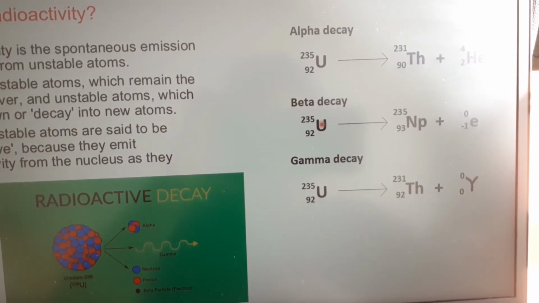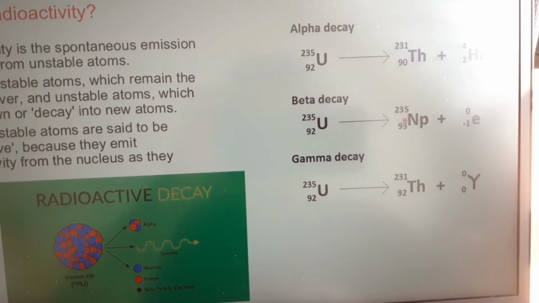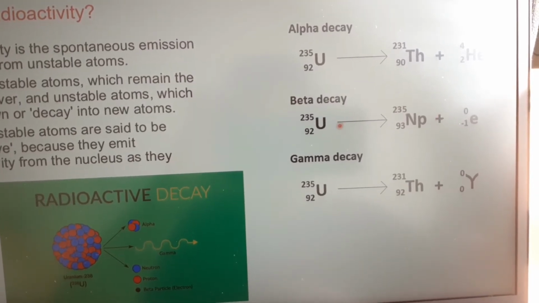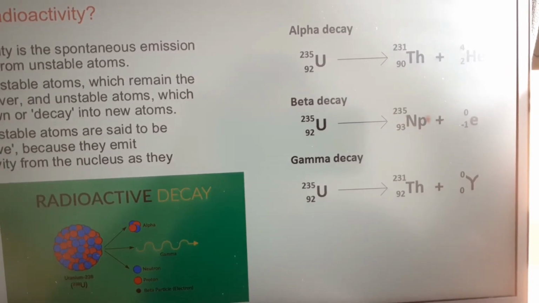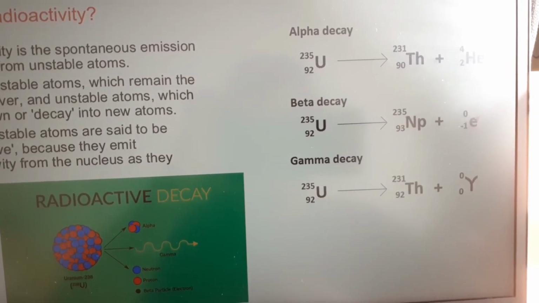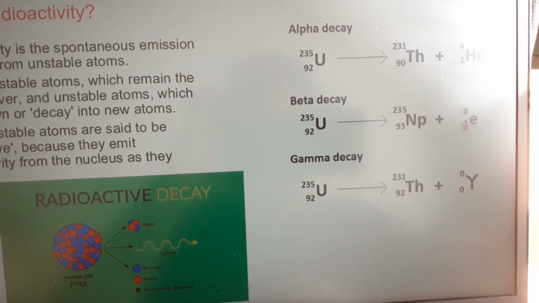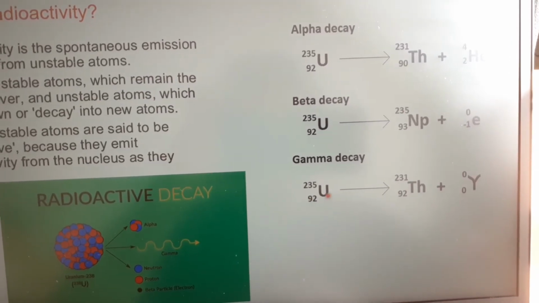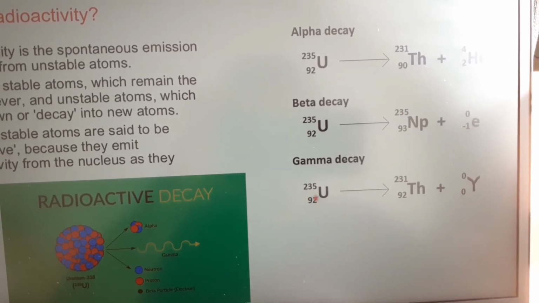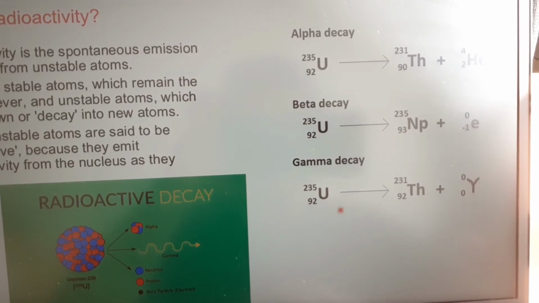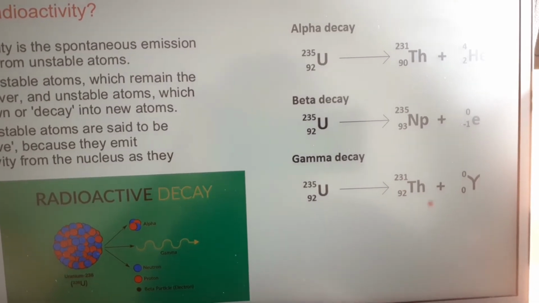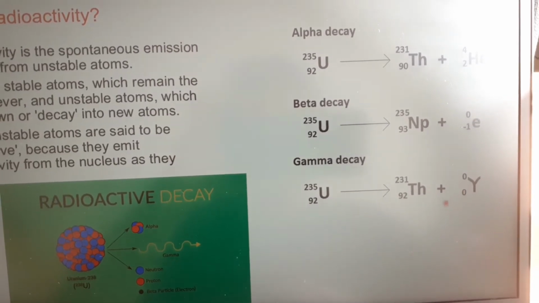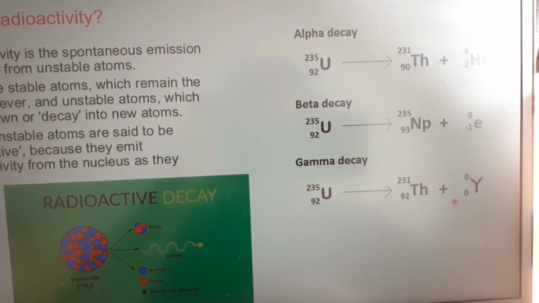And uranium-235, you can see here, emits beta radiation, and this is called beta decay, and it forms neptunium, followed by the emission of beta radiation. What is gamma decay? It emits from uranium-235 and forms a new element called thorium, and it also gives off gamma radiation.